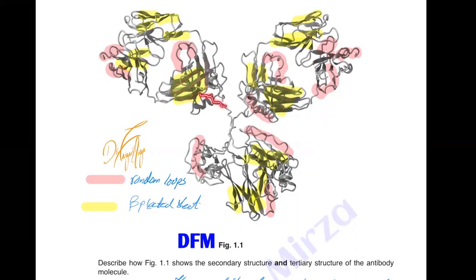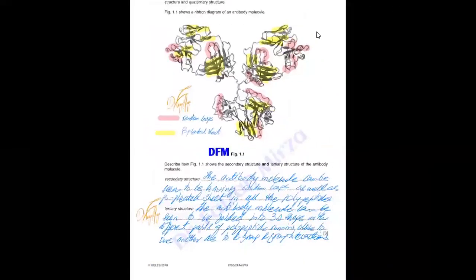Now, the coils that you see here are not exactly the alpha coils. The alpha coils can be seen at these points. So these are some random coils: a very short alpha coil and then some random loops. So what can we deduce, that this is a secondary structure? We'll state that the antibody molecule can be seen to have random loops as well as beta sheets in all the polypeptides.